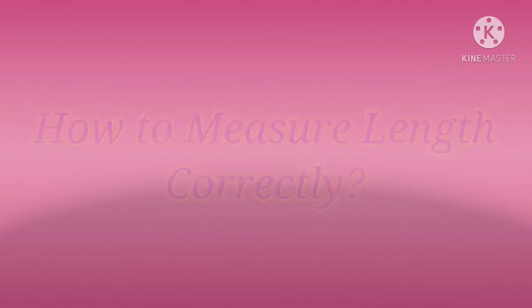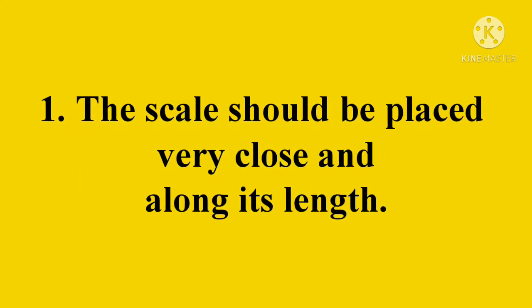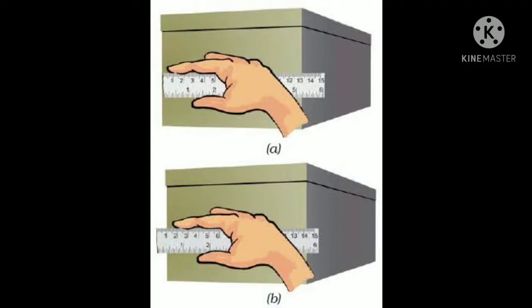The first point is that the scale should be placed very close and along the length. Now see the next diagram in front of you. See A and B. In A, the scale is kept in the correct position to measure the length of that box. But in B, it is kept in the wrong position. It is kept from 2 centimeters onwards. So you can see which is the correct position. Obviously, figure A is correct. You have to keep it straight and very close to the length, along the length.